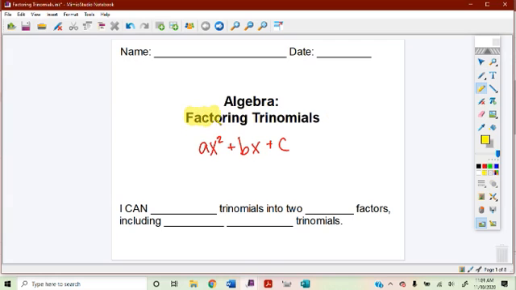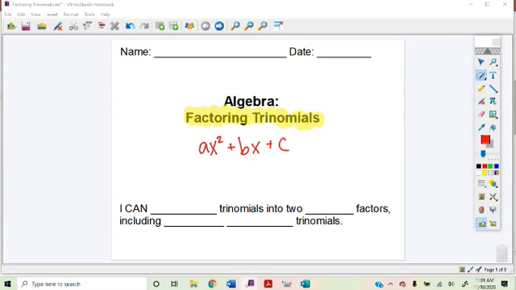So if you'll title your notes for today, Factoring Trinomials. And we won't worry about the I can statement and all that. I just need you to know that that's what we are doing today.